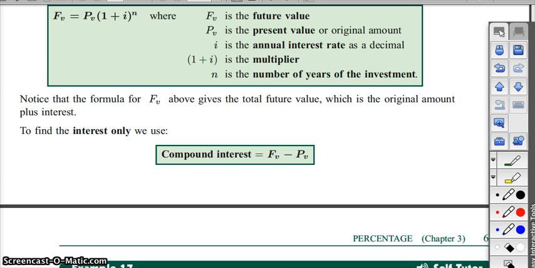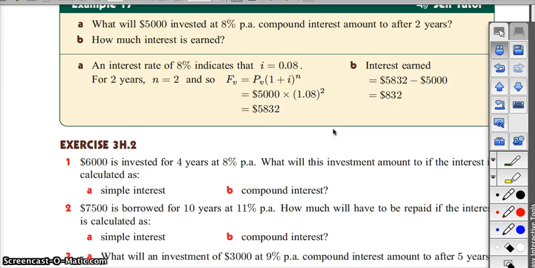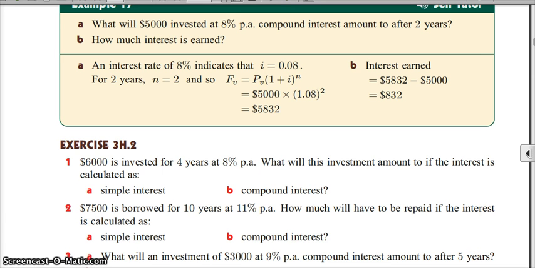So if we look at a question of how that evolves, we can see here: what will $5,000 invested at 8% per annum compound interest amount to after 2 years? Over time, Woody, you'll get compound interest and simple interest questions all chucked in at once. What you've got to look for is the word compound or compounded. The words for simple interest are simple interest or flat. It's a flat interest. It's very basic.